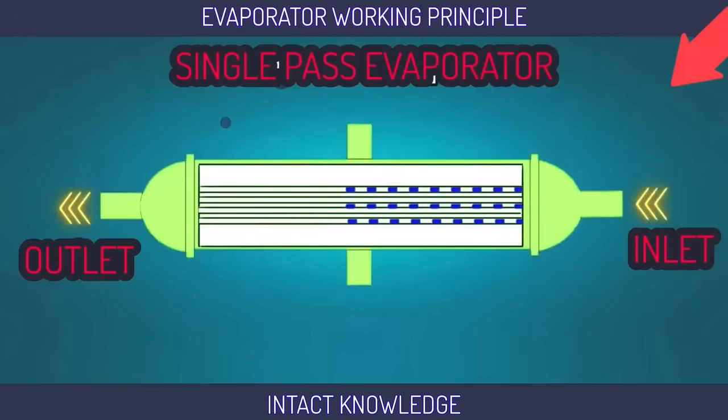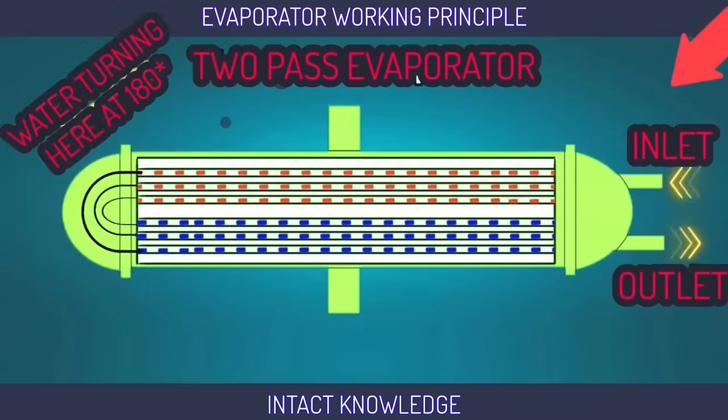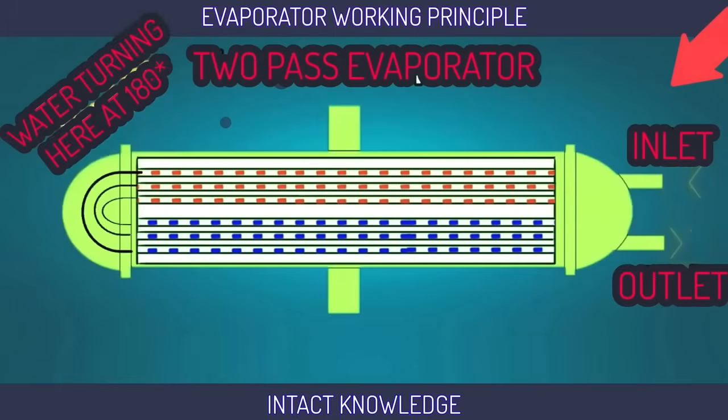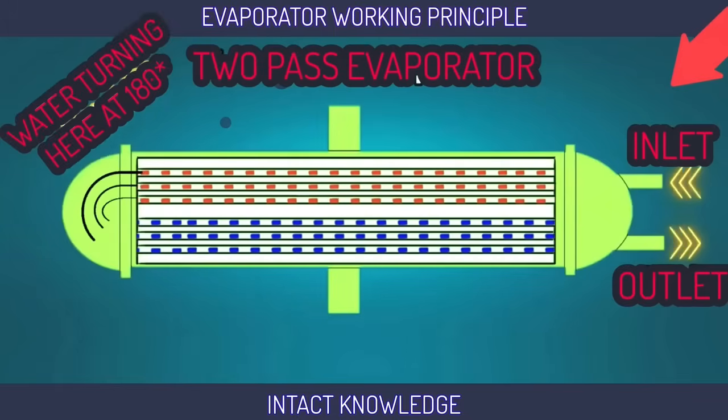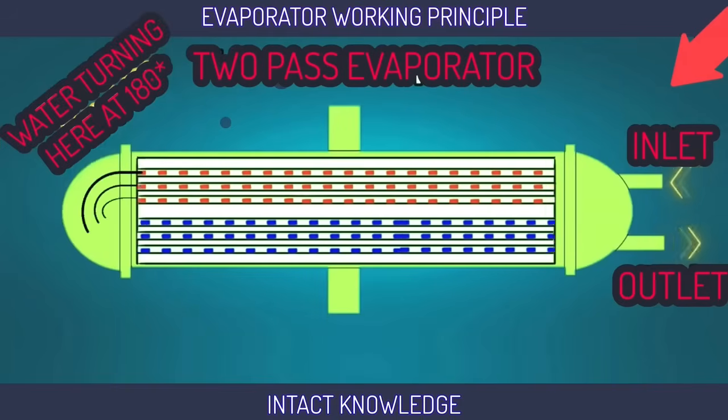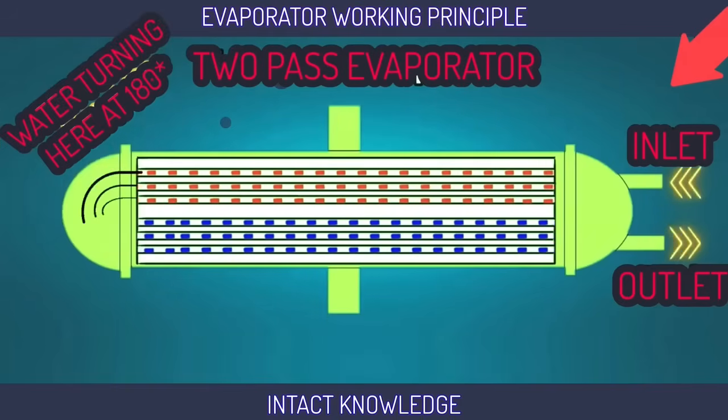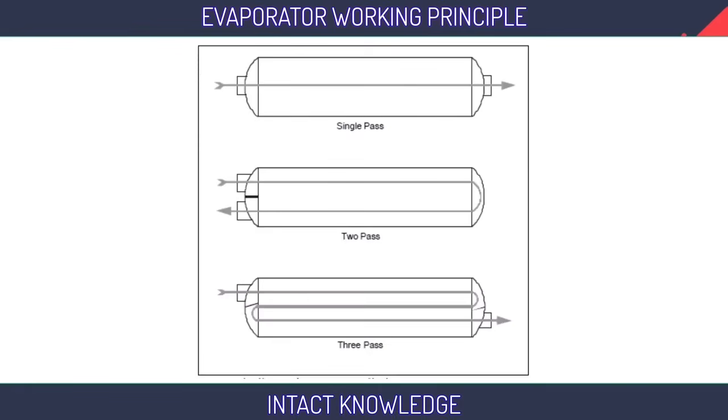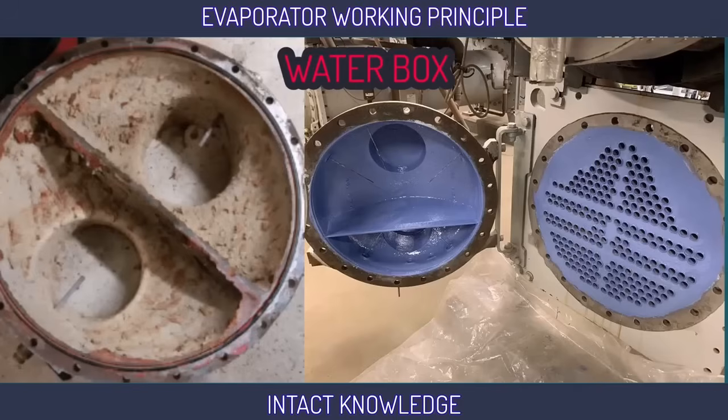If water enters from one side and exits from the opposite side, it is a single-pass evaporator. If the water that comes in from one side turns 180 degrees on the other side of the evaporator and comes out through the same way, it is a two-pass evaporator. Similarly, there is a three-pass evaporator. In two-pass and three-pass evaporators, the water travels for a longer time, so more heat transfer takes place and more efficiency is obtained. This is the water box.